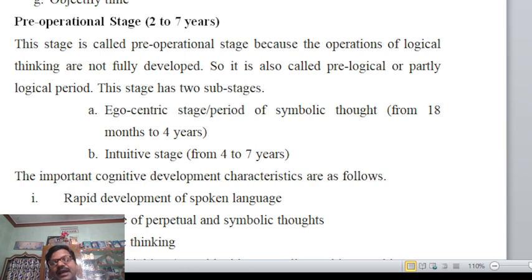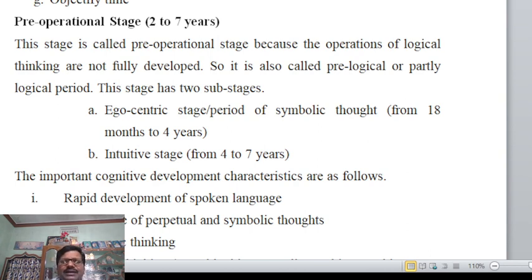Partly logical stage. And this stage has two sub-stages. First is your egocentric stage, or you can say the period of symbolic thought. The duration is 18 months to 4 years. This is very important for you from the examination point of view. And next is the intuitive stage, that is 4 to 7 years. So the pre-operational stage is divided into two parts: one is the egocentric stage and another is the intuitive stage.